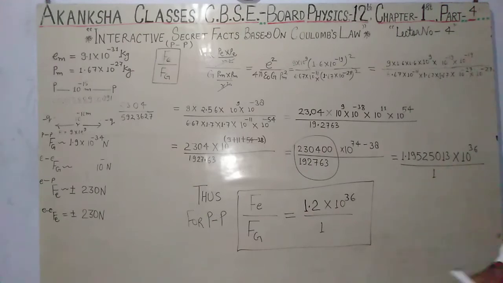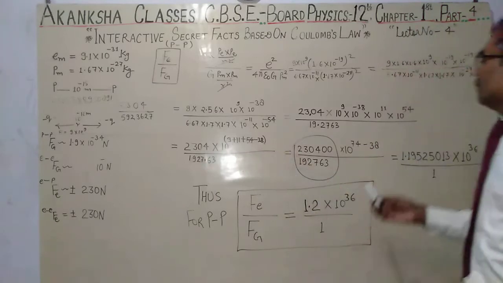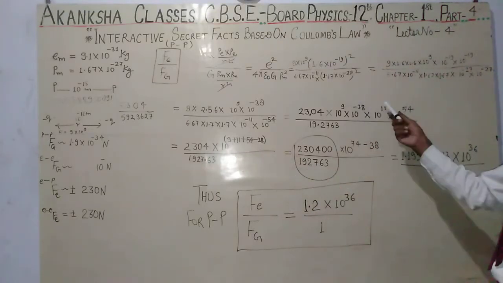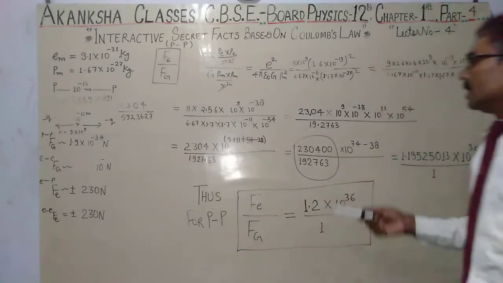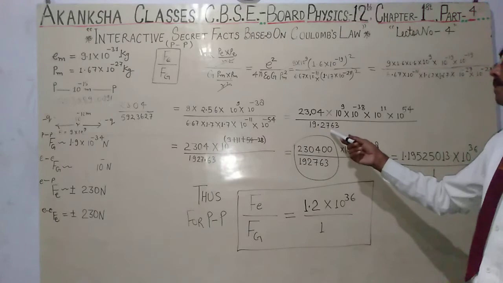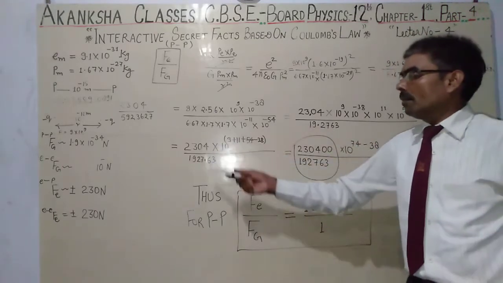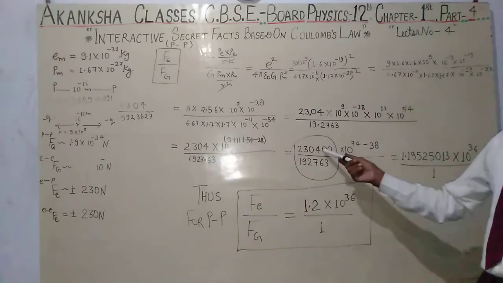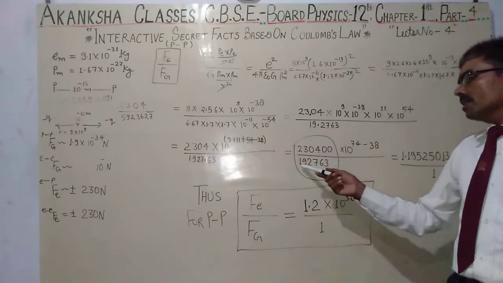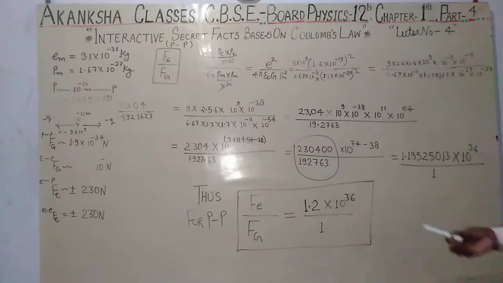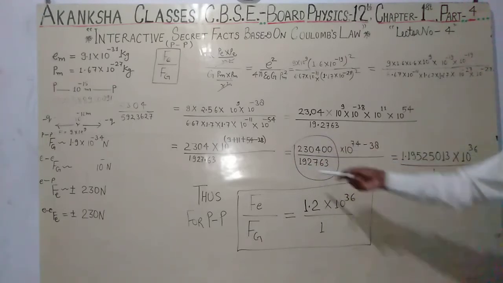Thus we get 2304 into 10 power, by arranging all the positive signs: 9 plus 11 plus 54 minus 38, by 19.2763. That gives 1927.63. If we want to remove the decimal, we have to increase 2 zeros. Thus, the upper value remains the same, and downward we get 1927.63. By dividing, we get the value of the quotient of this ratio.